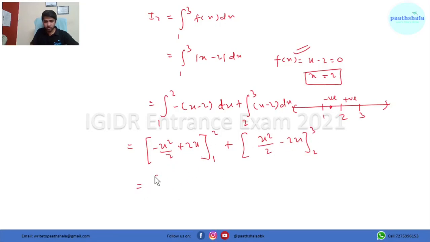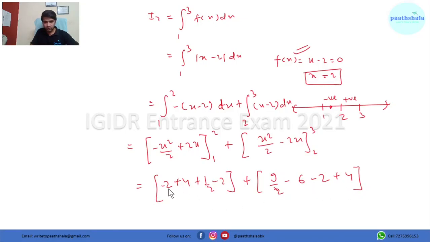When you put 2, you will get minus 4 by 2, that is minus 2. When you put 2 in this, you will get 4. When you put minus 1, this will come out to be minus half, so this will be plus half. Then when you put 1 here, this will come out to be minus 2. Now put the limit in this case, so this will be 9 by 2 minus 6. When you put 2, this will be 4 by 2, that means 2 minus 2. When you put 2 in this case, this will be minus minus plus 4. Now solve this.